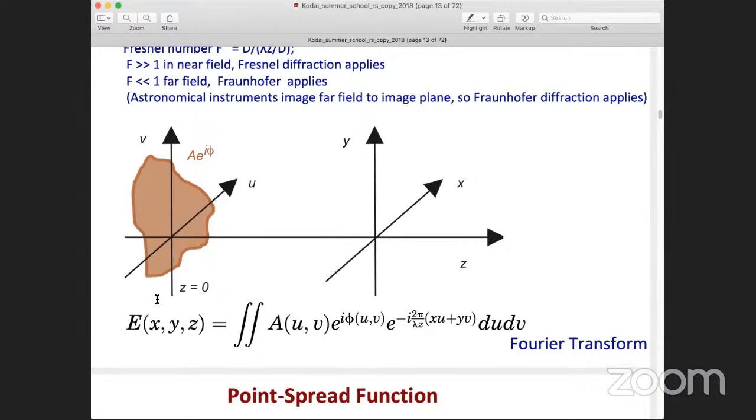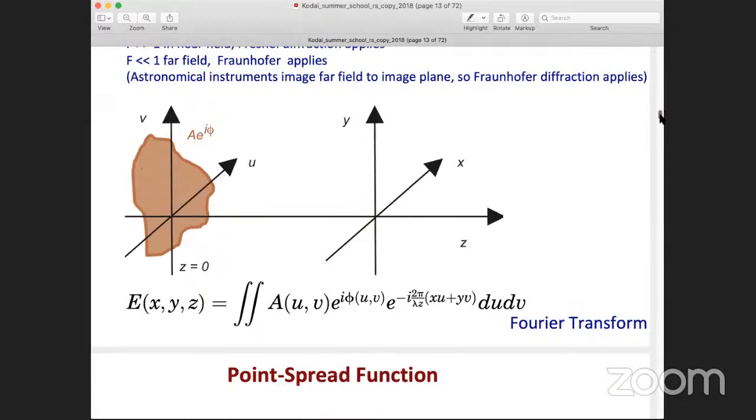So this is the pupil plane field, and this is the image plane. Here I have shown them parallel to each other, and it is known that the field in the image plane is exactly the two-dimensional Fourier transform of the field in the pupil plane. So the phenomenon of diffraction can be completely represented by a Fourier transform expression.